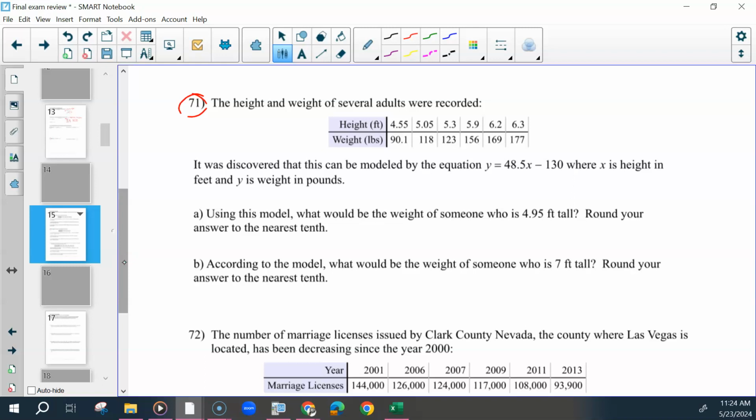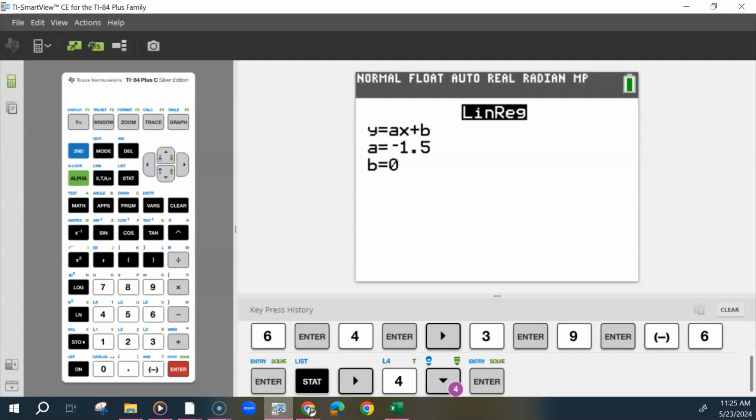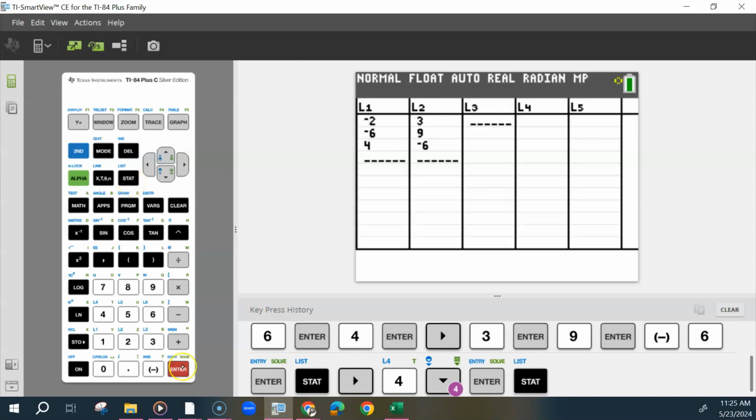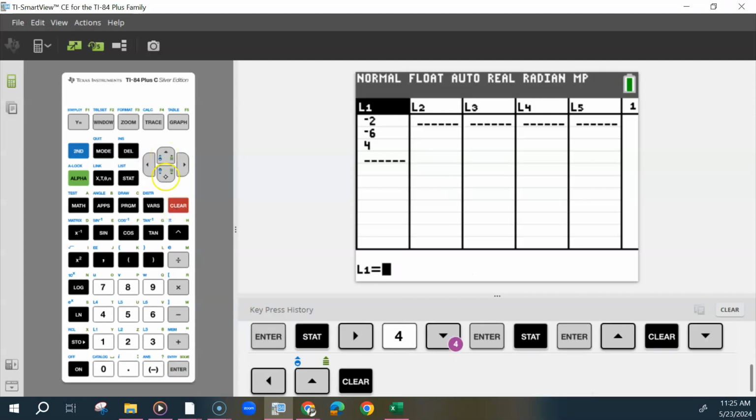For 71, we're going to go ahead and do the same thing we did on the shark bite. Put this into our calculator. If you still have the numbers in there from before, go into stat, go into edit, go up to the top and hit clear, and then scroll down and do the same thing for L1. Put in each of those numbers. The height would be your L1.